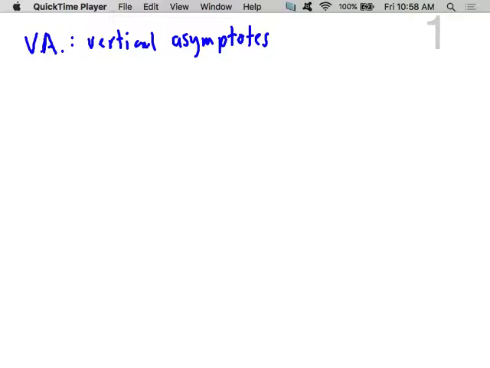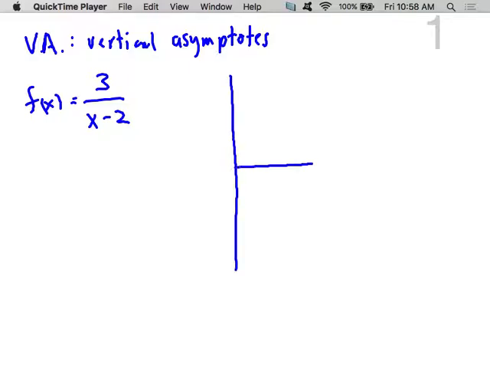Okay, so if I take a function like 3 over x minus 2, we'll call that f of x. Where's the vertical asymptote? 2. Good. Any problem there? Anybody? No. Good. So we come over here to 2, put in the asymptote. Mary, what can you tell me about that vertical asymptote?